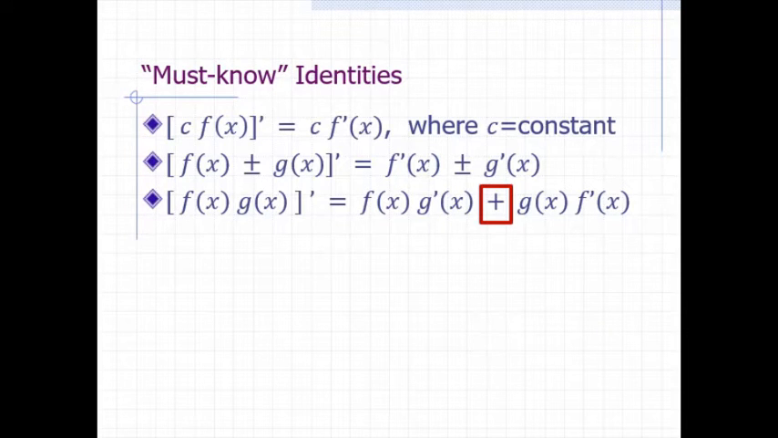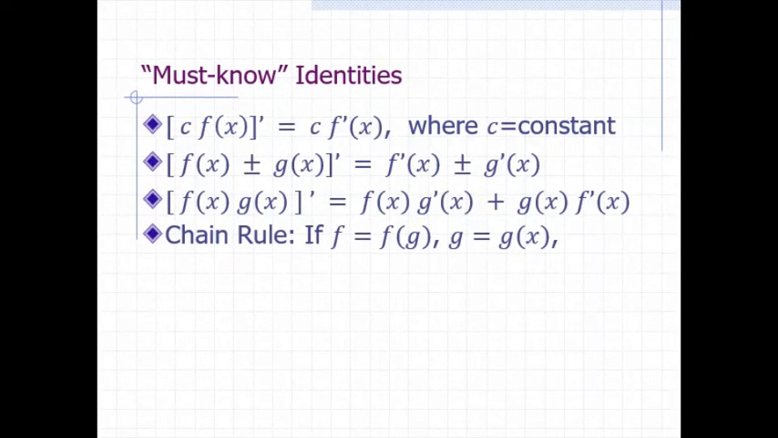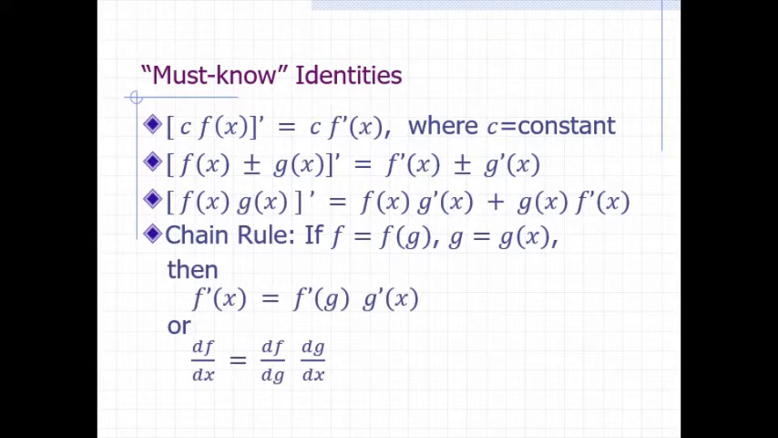Finally, let's talk about the chain rule. This is a very useful identity. It says if f is a function of g and g is a function of x, then the derivative of f with respect to x is equal to the derivative of f with respect to g times the derivative of g with respect to x. It's easier to remember the chain rule by writing the derivatives this way. We can see that df is in the numerator on both sides of the equation, and dx is in the denominator on both sides of the equation. And we can think of dg as canceling out.